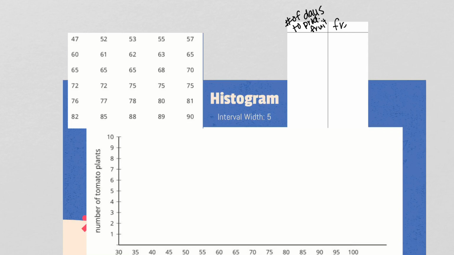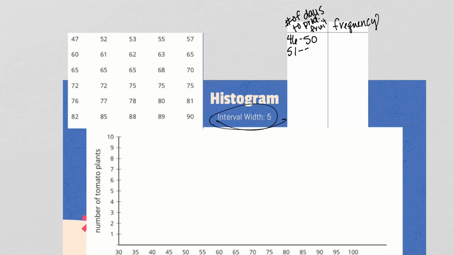And this is our frequency. So now we need to do interval widths of 5. So I'm going to start at 46 and go to 50 because my first point is at 47. So that's going to include my first point. And now I'm going to go by intervals of 5.